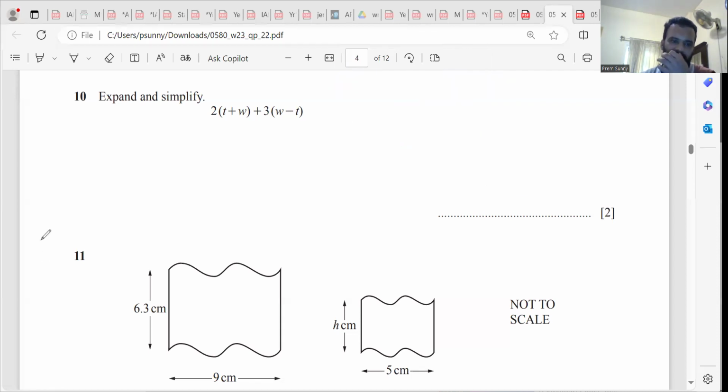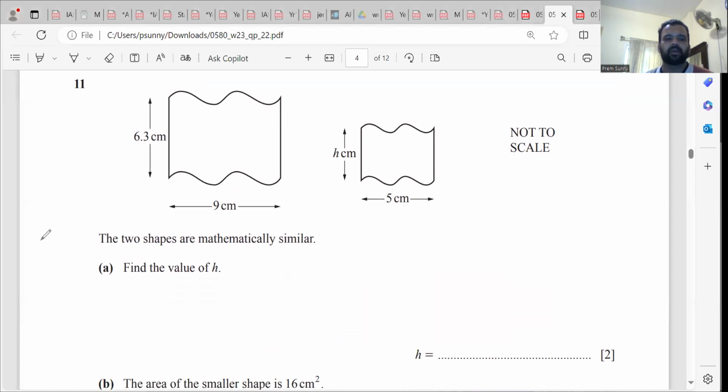Now moving on to question number 11. The two shapes are mathematically similar. Find the value of h. So mathematically similar, the method that I am going to use is similar shapes. 6.3, that is the height of this shape, divided by the corresponding height of the next shape, that is h, is equal to base of the bigger shape, that is 9, divided by the base of its second shape, that is the smaller shape here.